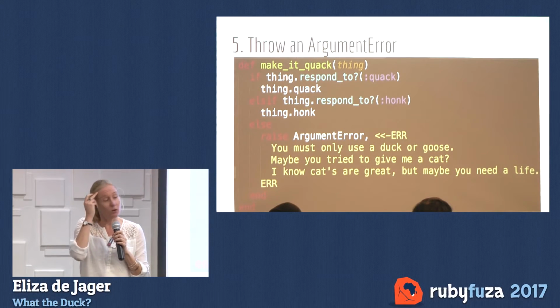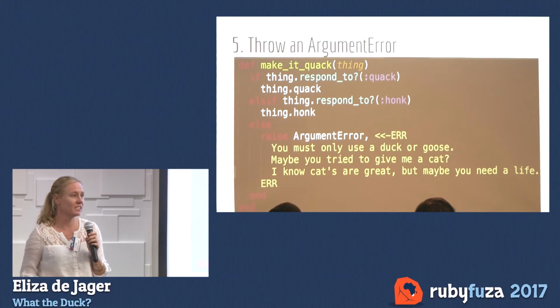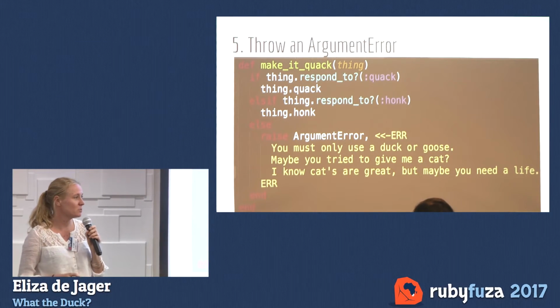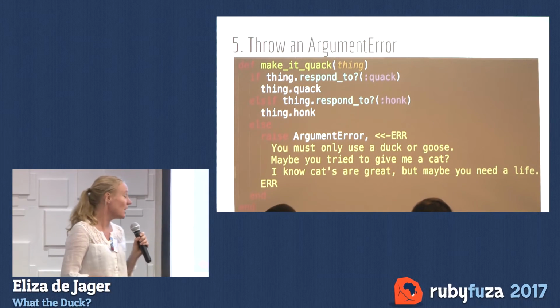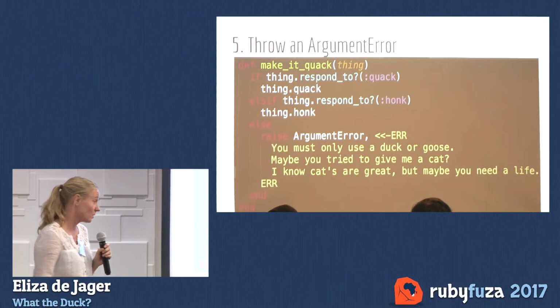Now, you might be asking, why raise an argument error? Why not just let the type error happen? I mean, they're both exceptions, right? But I think the idea is to try and put as much information in this exception as possible about what went wrong and what the user can do to fix this.